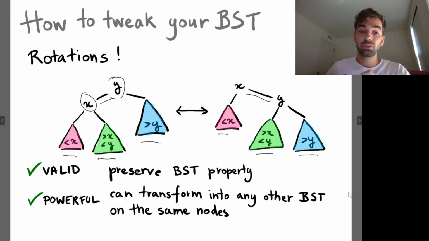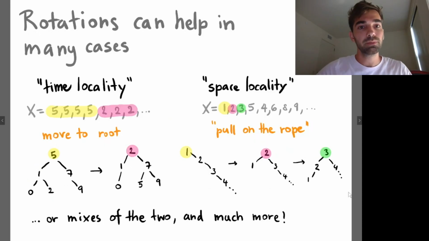This operation is good because first it is valid, it preserves the BST property that everything to the left is smaller and everything to the right is bigger. But also it's very powerful because it can help you transform any valid BST into any other valid BST as long as the nodes are the same. And you can do that actually in a linear number of steps in the number of keys. That's a pretty nice exercise if you want to think about it.